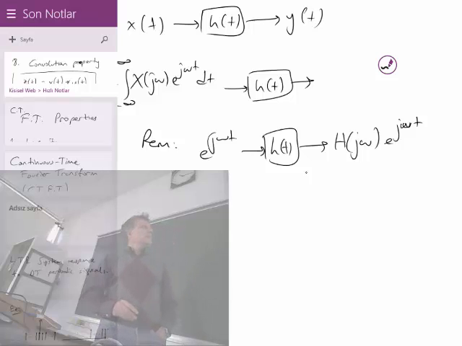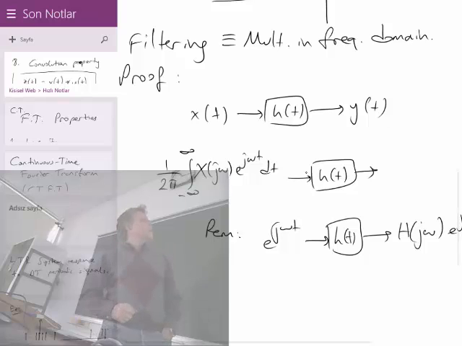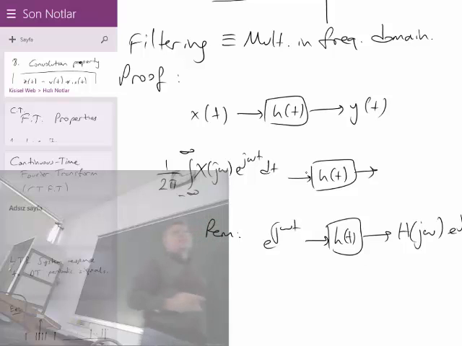So just remember this. In the previous expression here, this e to the j omega t will be transformed into h of j omega times e to the j omega t at the right hand side. And all the others are independent from t. It's just an integration of lots of e to the j omega t's within this integral, and these are just scales independent from t. 1 over 2 pi is independent from t.